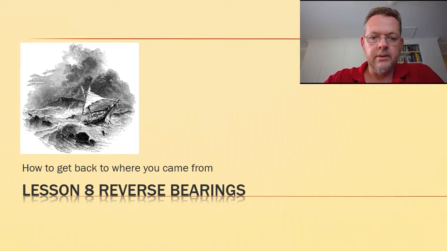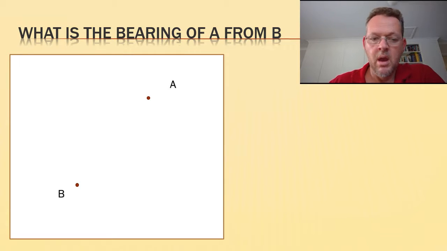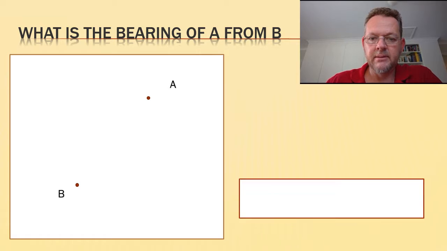When we think about the location of one object in comparison to another, we're thinking of the bearings. What we're looking at today is how we get back to where we came from, and we're going to call them the reverse bearings. So if we have a look at this problem, what is the bearing of A from B?